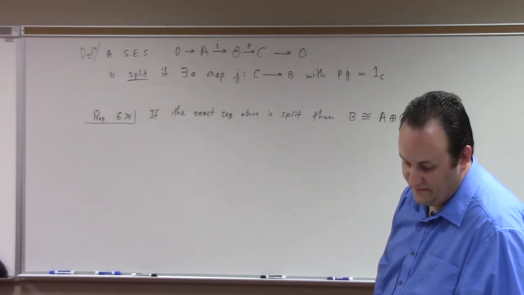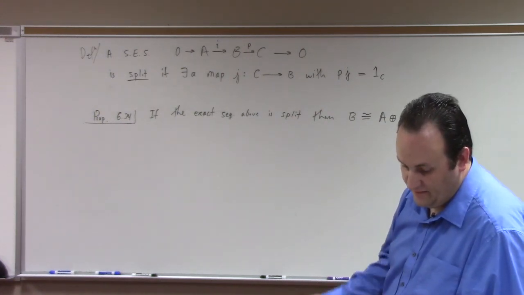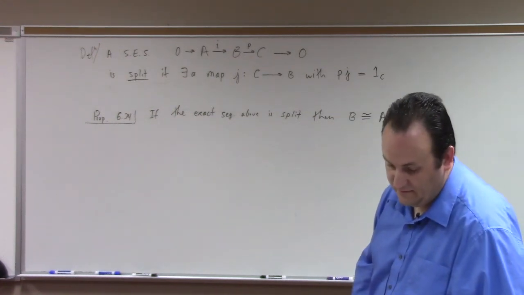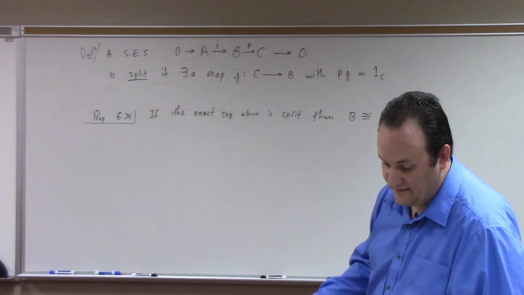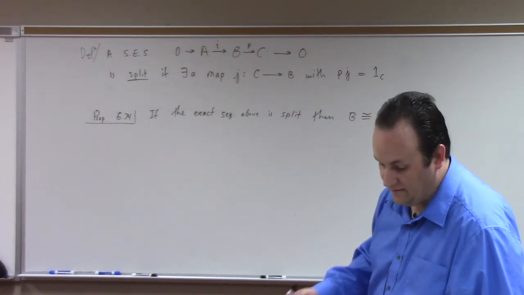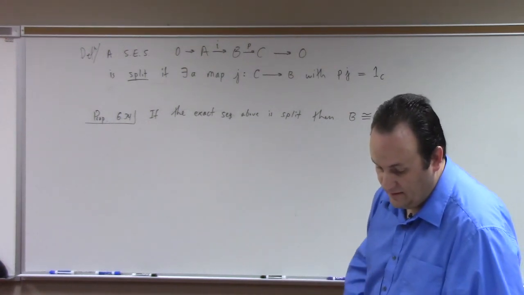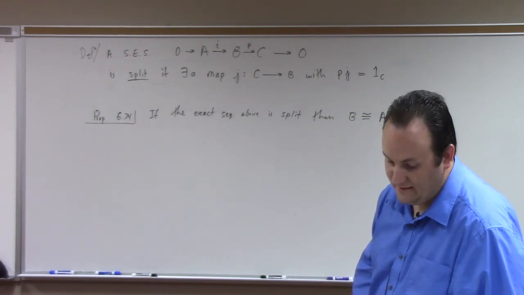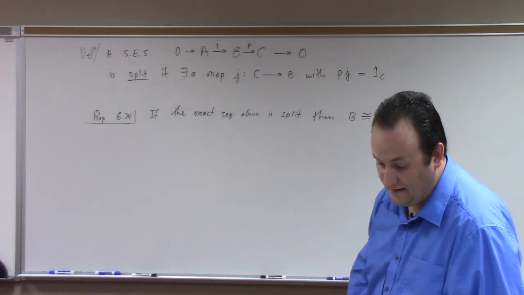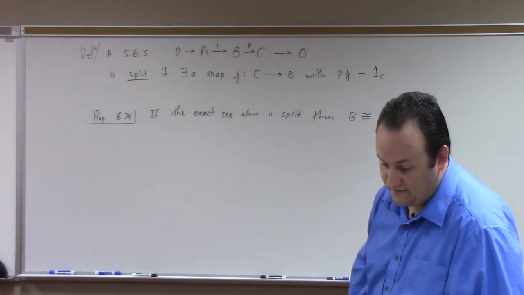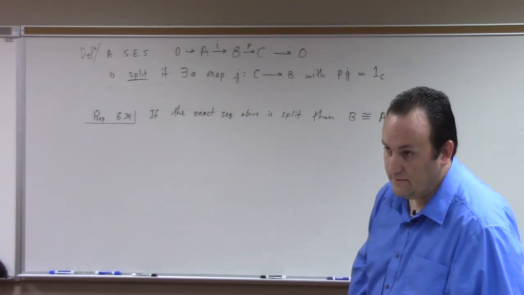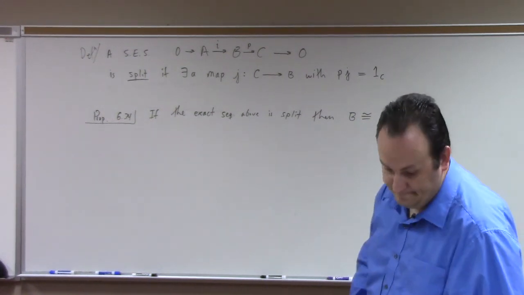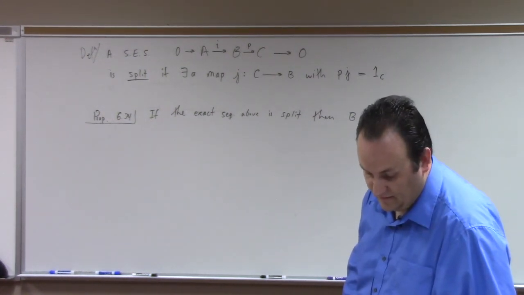Then he warns us in example 6.35 that the converse of this proposition is not true. There exist exact sequences with three things with bookends of 0, where B is isomorphic to the direct sum of A and C, and yet the sequence is not split. So this is not an if and only if. This is an if then, right? And he gives an explicit example.